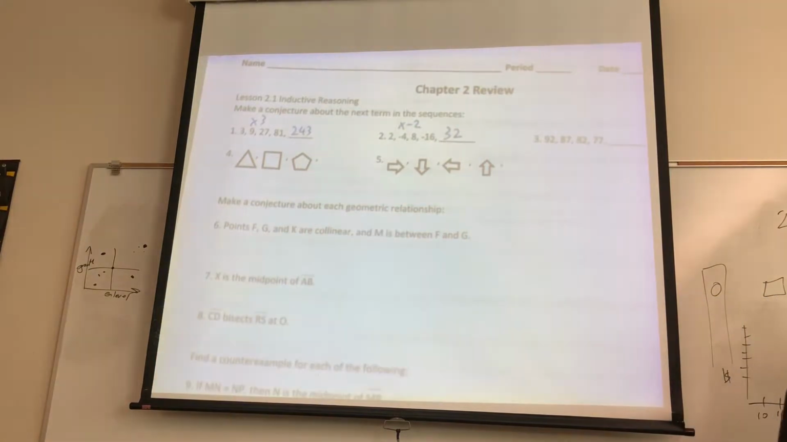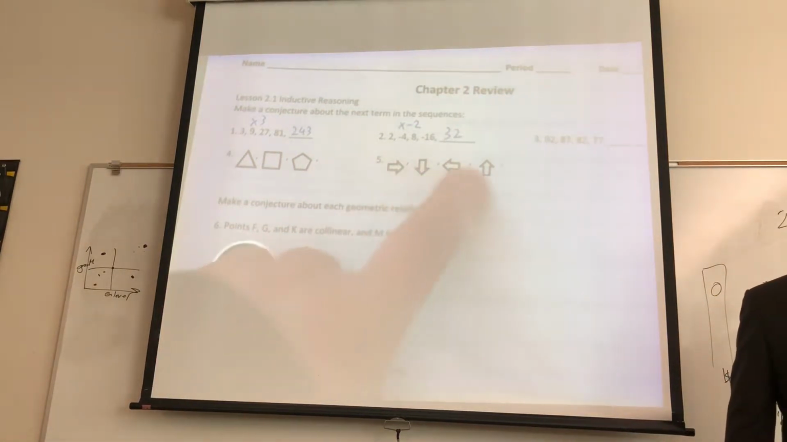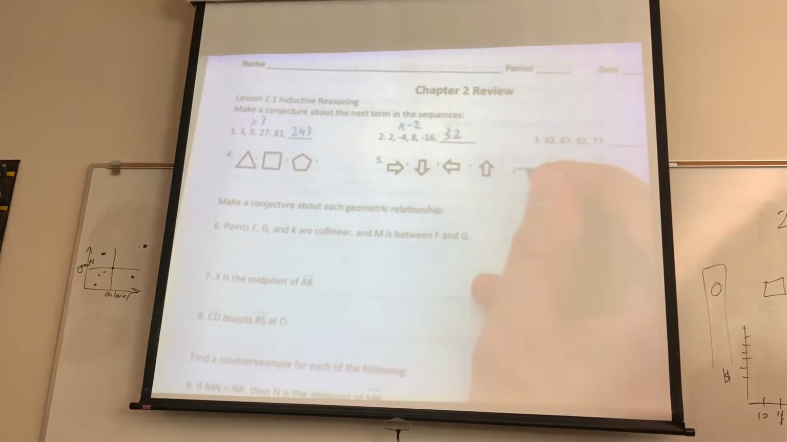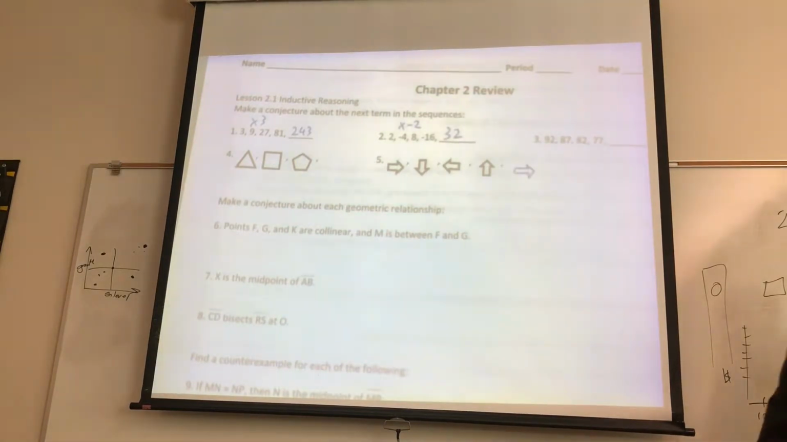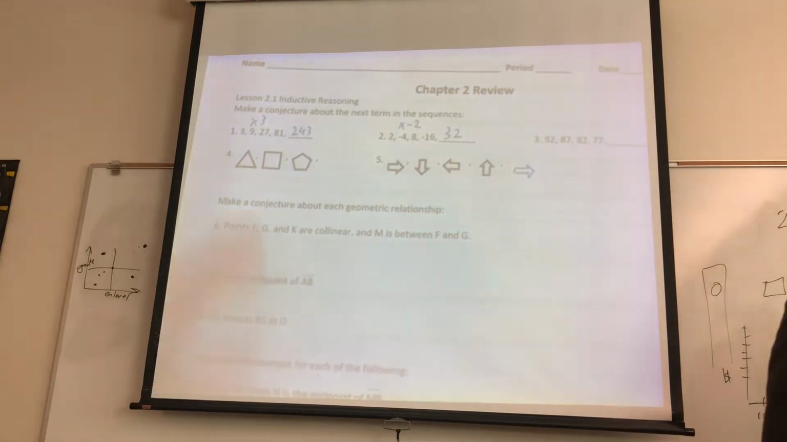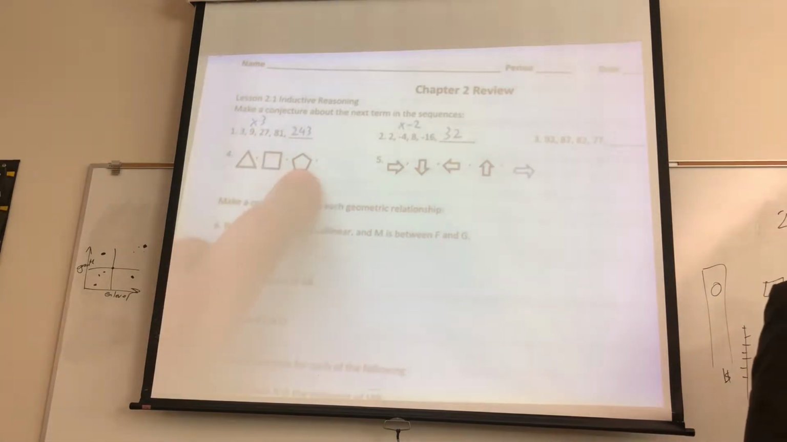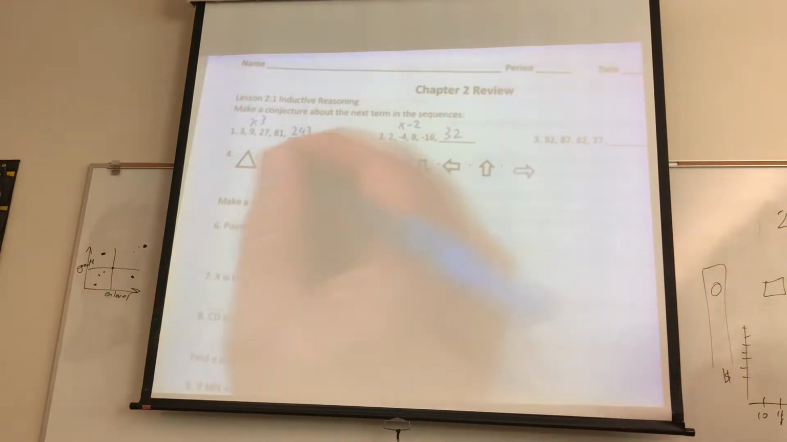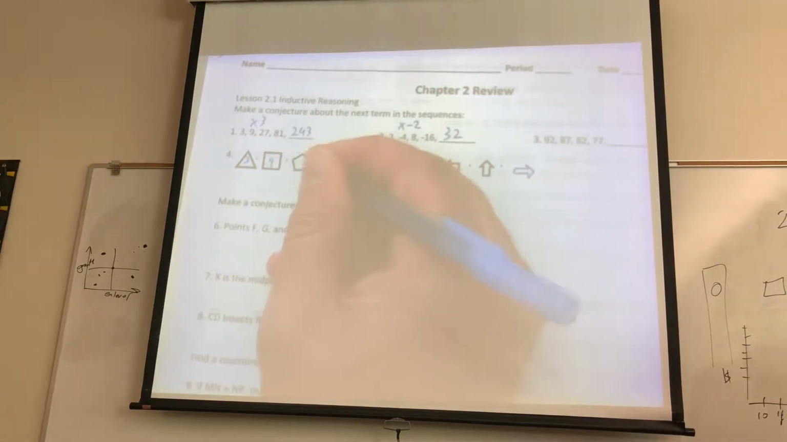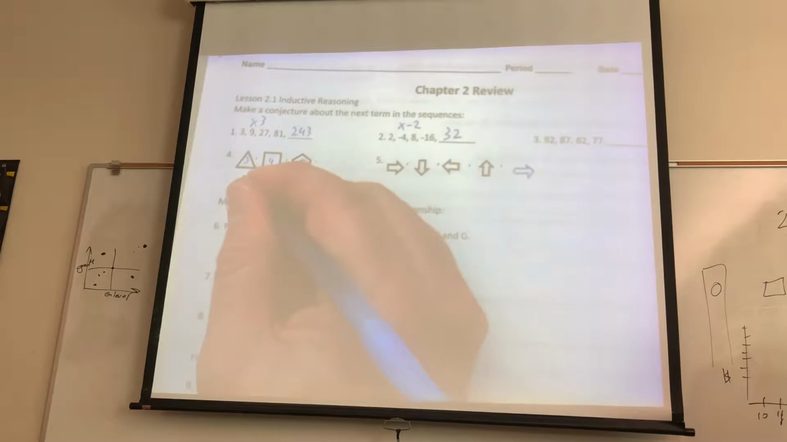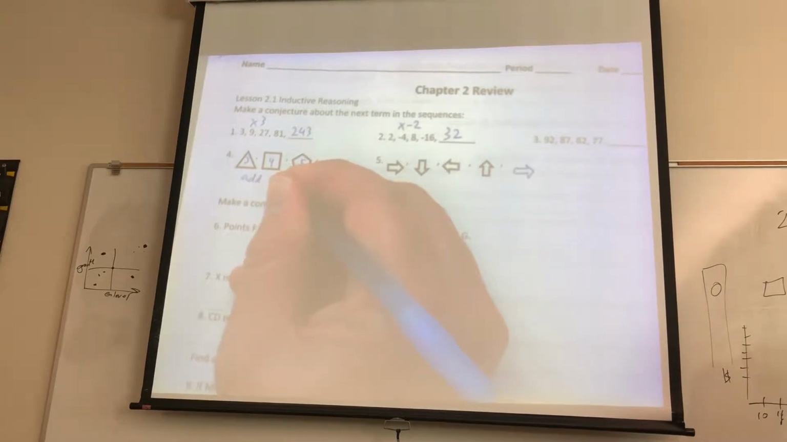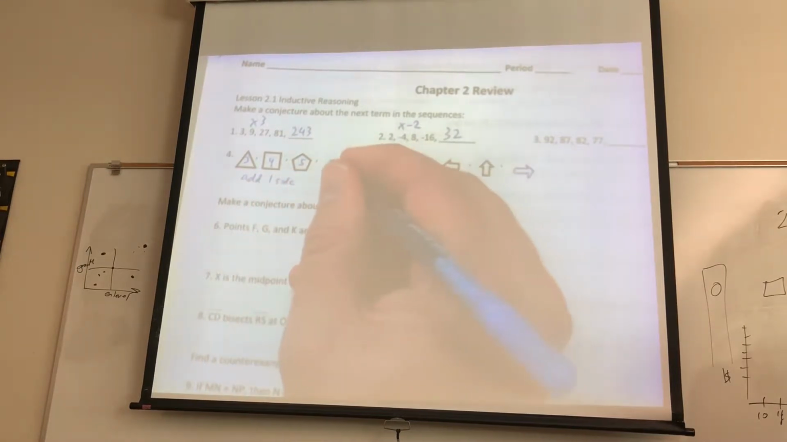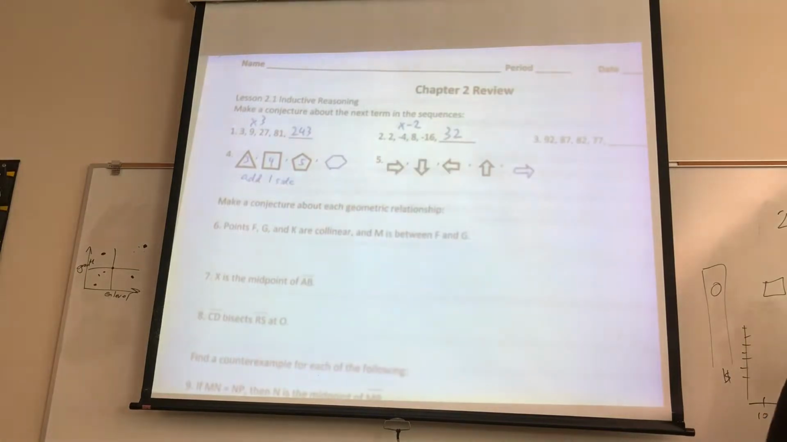When we get down here to the shapes, right, down, left, up, the next one should be facing off to the right, because that's what would come next in the pattern. This one is a triangle, a square, a pentagon. It's 3 sides, 4 sides, 5 sides. So we're just adding 1 side. So the next one should be a hexagon, a 6-sided figure.